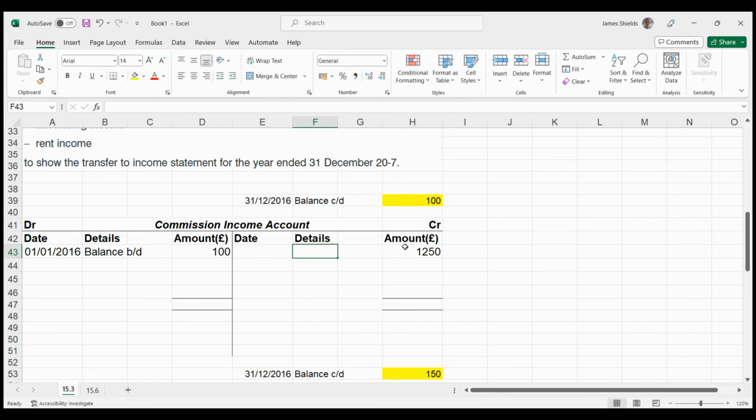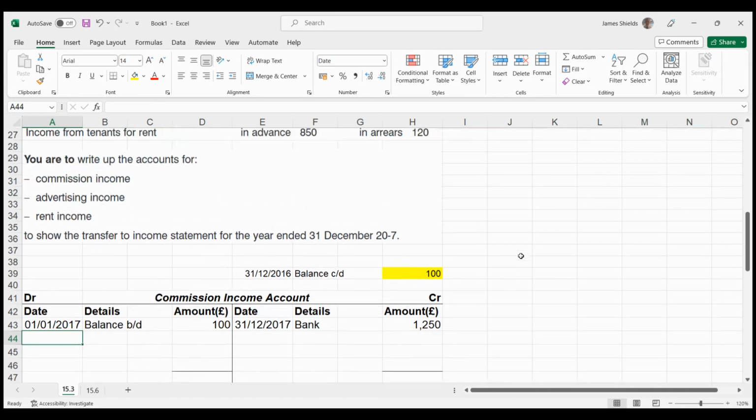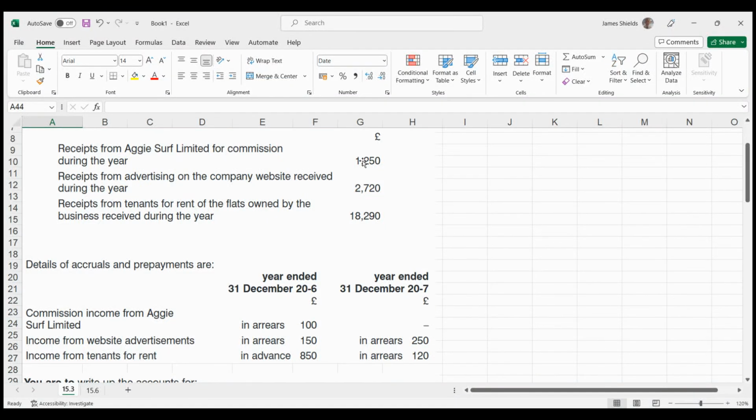Another way of thinking of it is the bank. On the bank account, it would be on the debit side. So on the commission income account, it would be on the credit side. So it's £1,250. And it's for the whole year, so it'll be the 31st of December 2017. I've just noticed that date there should be the 1st of January 17. So that's my commission income sorted there.